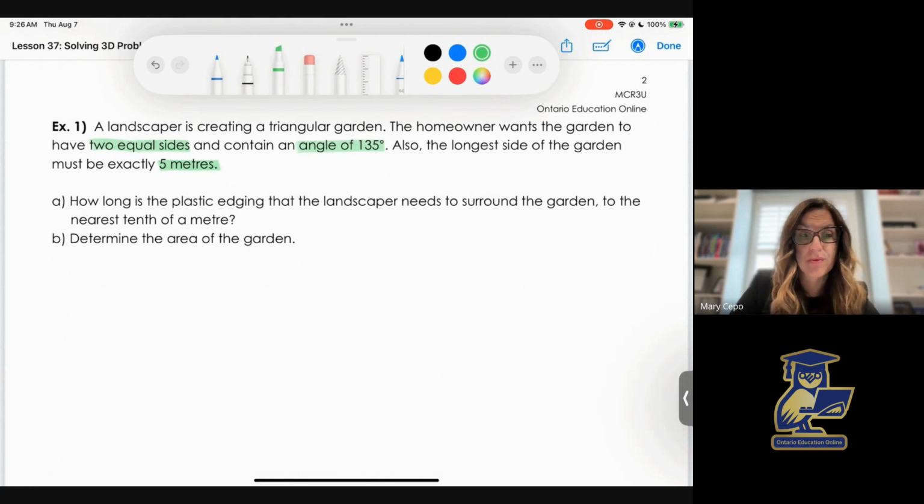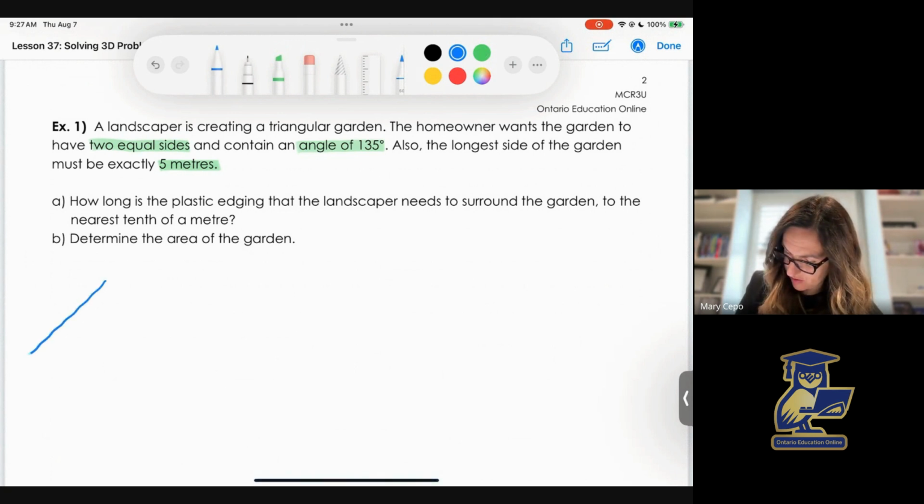So that would be the perimeter, so we need all the lengths. And then we're going to determine the area of the garden. So let's start with a diagram to get a little sketch of the visual. We have to have an isosceles triangle. That means two sides are equal.